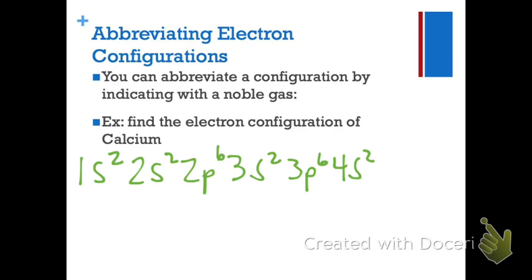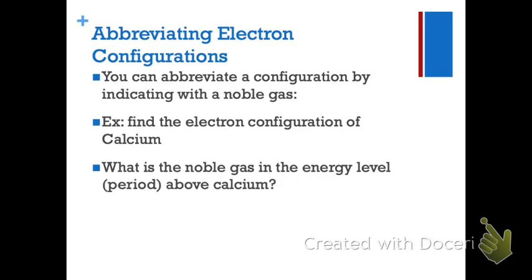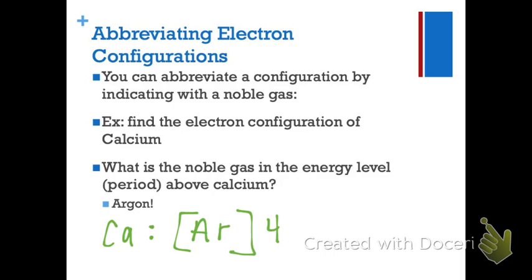All right. Now, in order to abbreviate this electron configuration, we need to find the noble gas and the energy level before calcium. So look on your periodic table. What's the noble gas that comes before calcium? Argon. Okay, so what we do with abbreviating is we say, doesn't calcium look exactly the same as argon up to that point? And then it's just a couple more. So the abbreviated electron configuration for calcium is the same as argon plus 4s2. That's it.